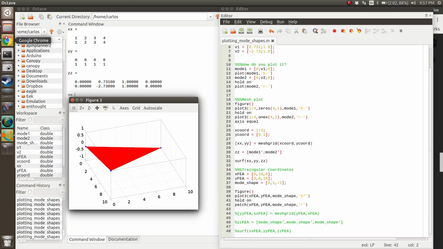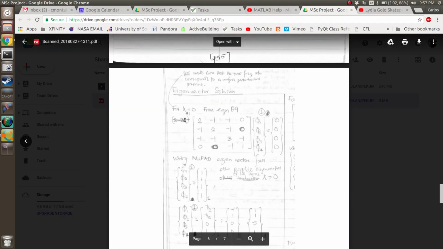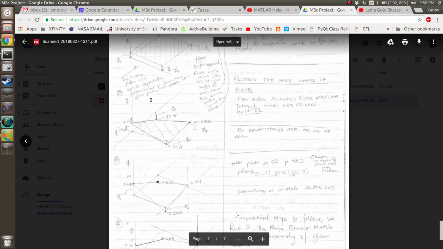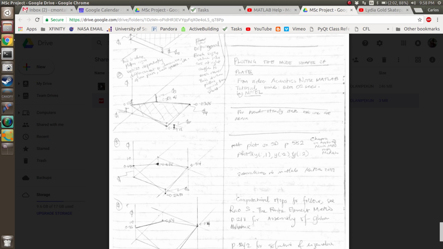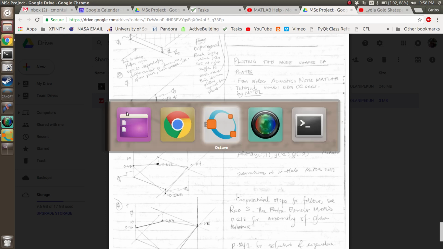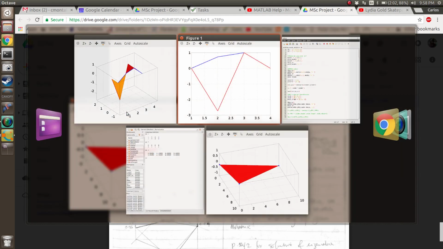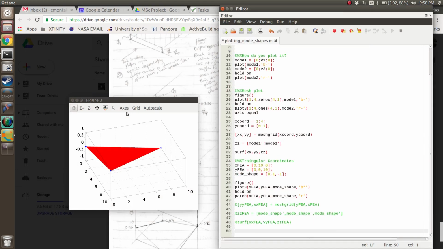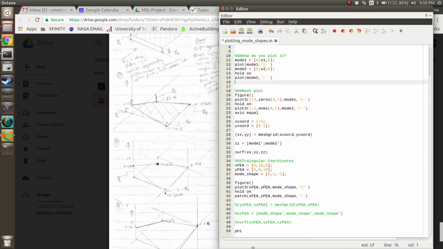Now, if you go back to the derivation that Olabode sent, he did show an example with squares here. This one would have worked. So let's show that it would have worked with the mesh command. So it looks like the mode shape is, let's see, phi. Let's get this out of the way. So this is square FEA.